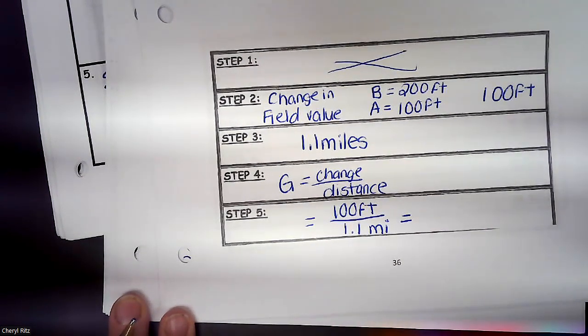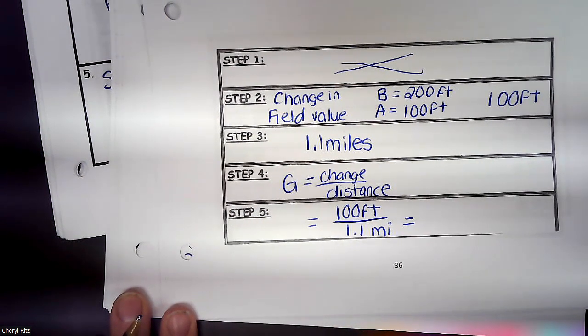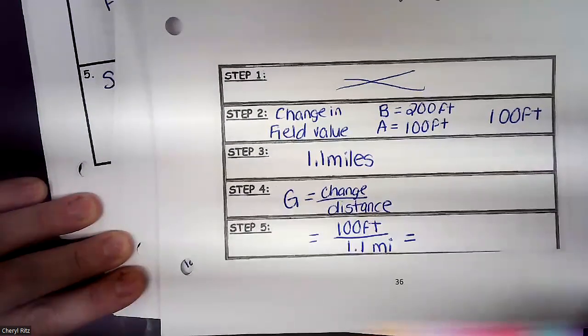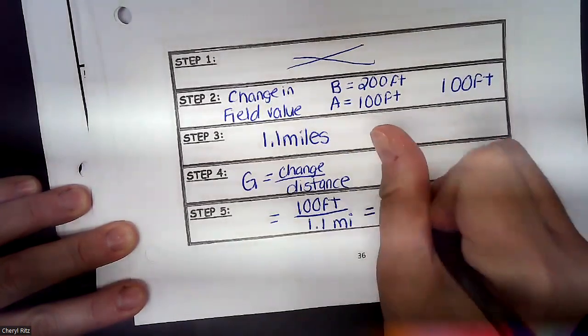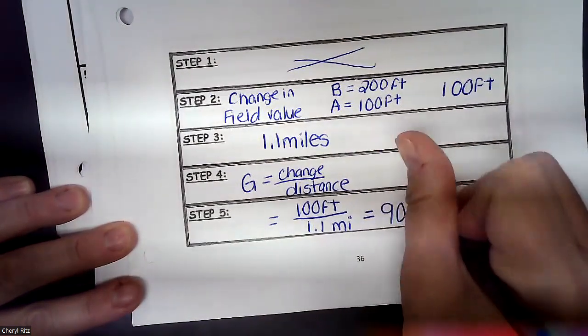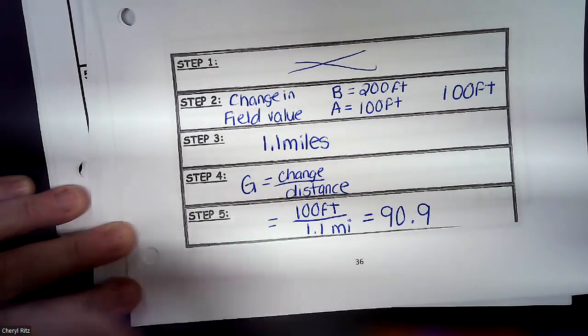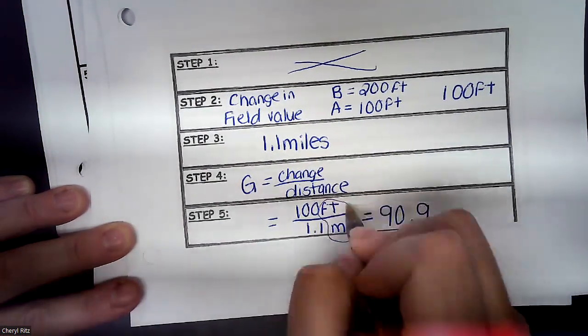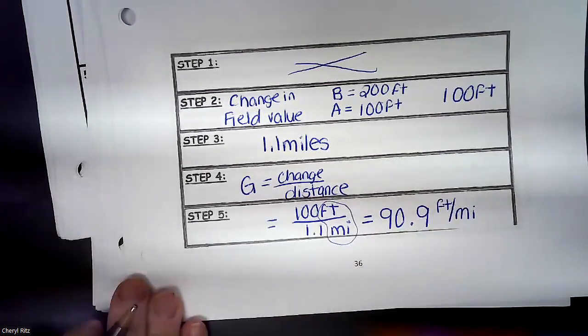Round to the nearest tenth in science unless they tell you otherwise. So always one number after the decimal point. So that's if you do 100 divided by 1. It's not what I have. So it's 90.9. What are the units? Yep, whatever you have right there. Feet per mile. That's a pretty steep hill.